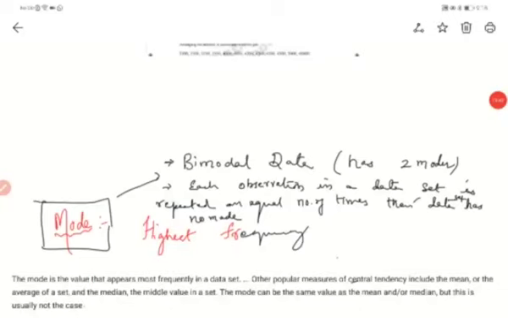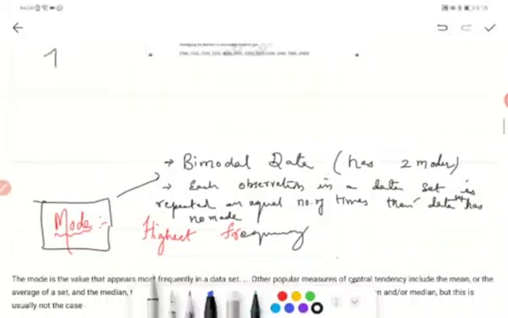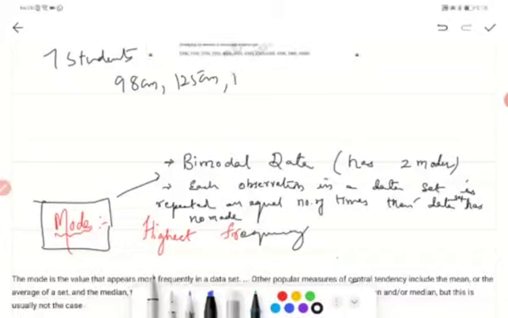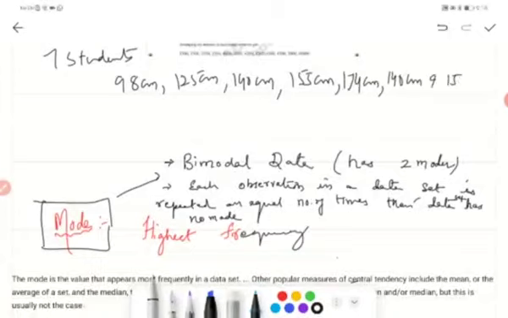So I have a question like, long jumps by 7 students of a team. There were 7 students in a team, and their long jumps are 98 centimeter, 125 centimeter, then 140 centimeter, 155 centimeter, 174 centimeter, this is 140 centimeter, and 155 centimeter. They are asking us to find the mode of the given data.